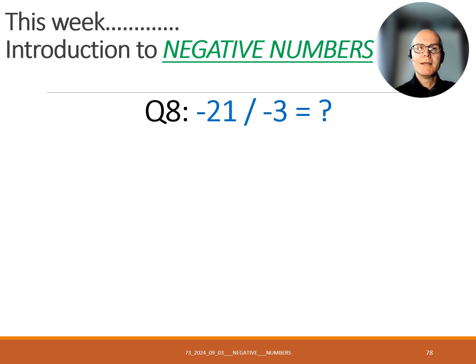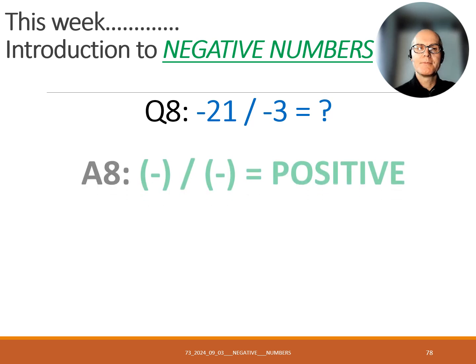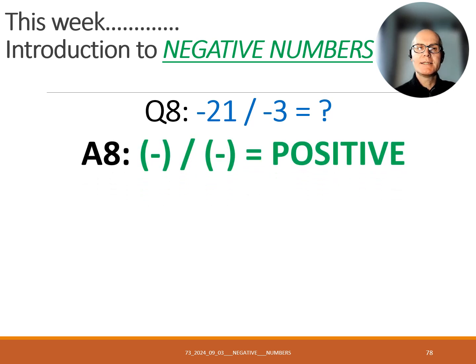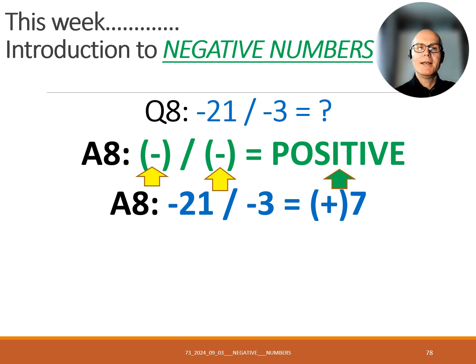Question 8. Negative 21 divided by negative 3 equals what? So in this question, we have a negative divided by a negative, and that will equal a positive answer. Negative divided by negative equals positive answer. Negative 21 divided by negative 3 equals positive 7, or just 7.